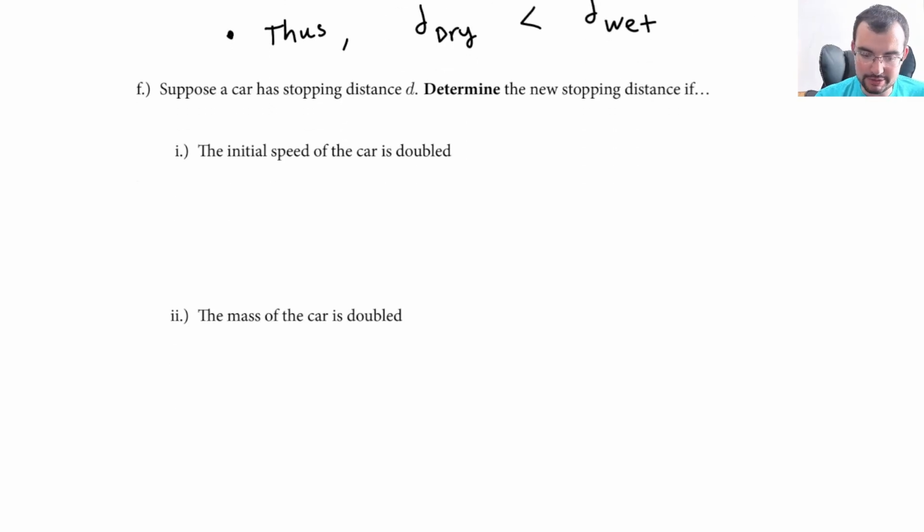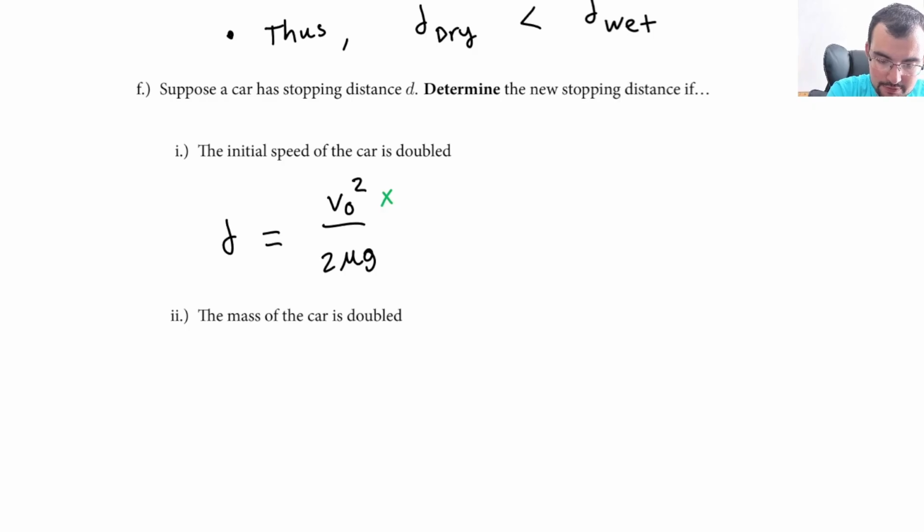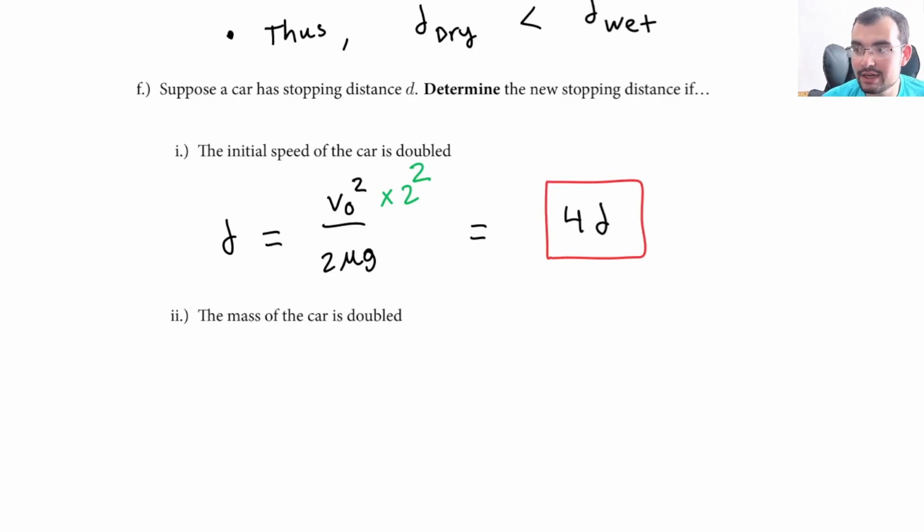All right, ratio, and then we're done. Stopping distance d, determine the new distance d if we double the speed versus double the mass. Well, d was equal to v0 squared over 2 mu g. What happens if we double the initial speed of the car? Well, that's doubling v0. So I double v0, so I multiply it by 2, but that gets squared. Right? All the exponents still apply when you're doing multipliers. So this would be 4d. So this is why they say it's important to maintain a nice legal speed, because as you increase your speed, your stopping distance increases quadratically.